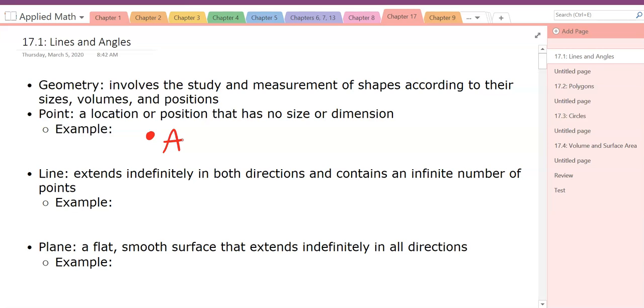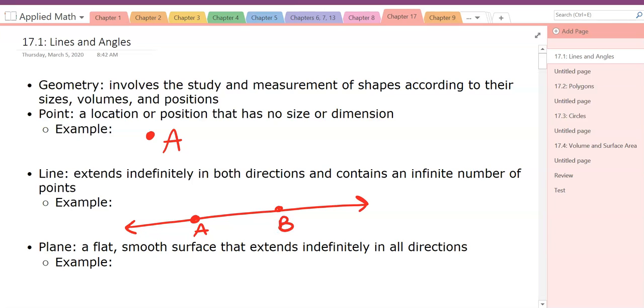Now, lines contain points. They have to have at least two. So you can't have a line with just one point because it has nowhere to go. It has to have at least another point to connect to. But lines actually contain an infinite number of points because they go on forever and ever in both directions. So lines have arrows on either side of them to let you know that they continue to go on. And again, they can have points on them, like two points, or they could have multiple points.